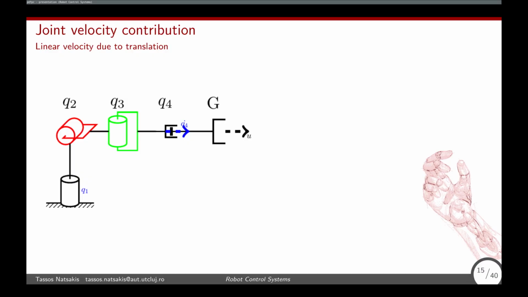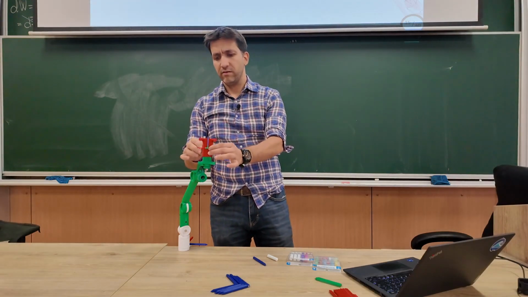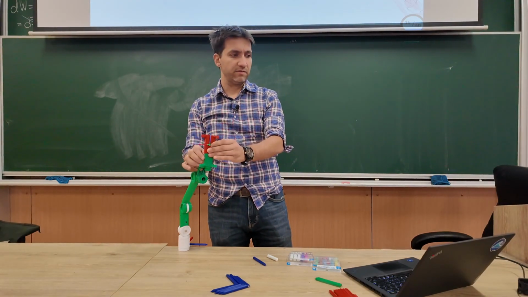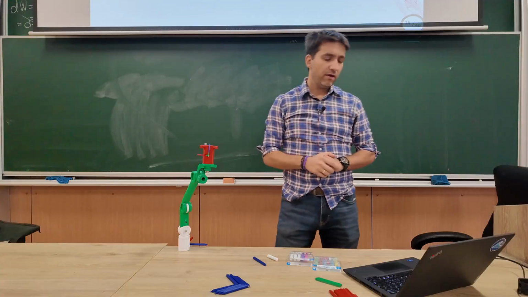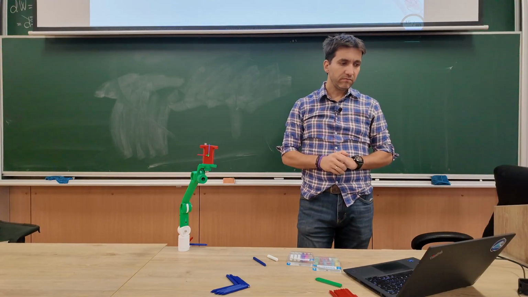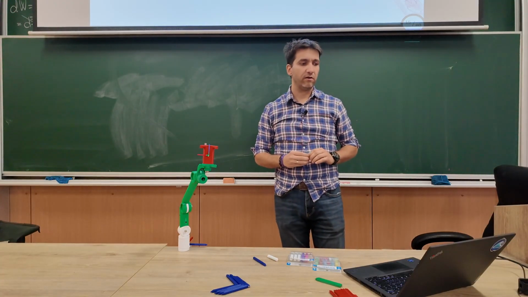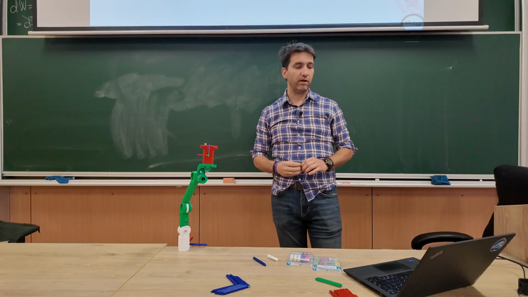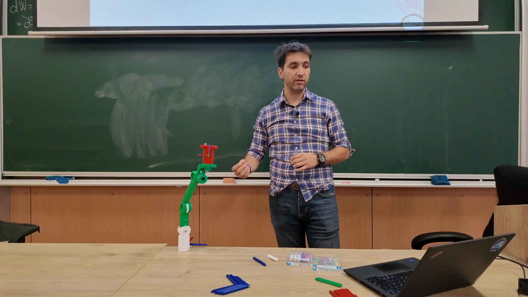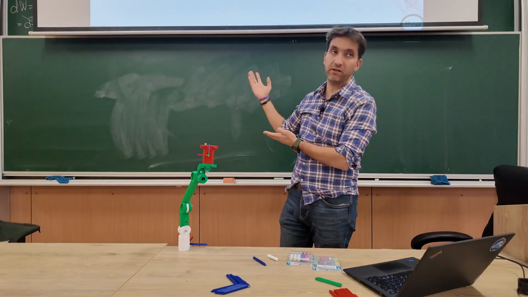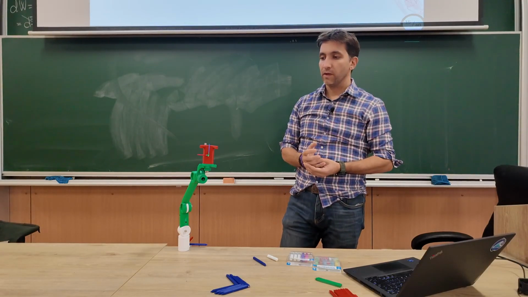I have a robot. It has some revolute joints, Q1, Q2, Q3, they're revolute joints, like this, and like this. And Q4 is a prismatic joint. You can think that, something like this, that just translates, right? And we want to calculate what's the contribution on linear velocity due to translation or due to prismatic joints, right?